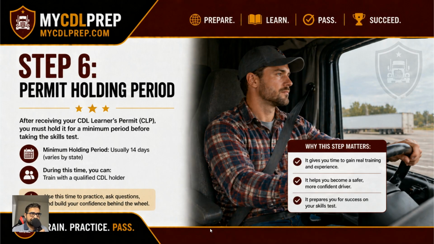Now, step 6 is the permit holding period. After receiving your CDL learner's permit, you must hold it for a minimum period before taking the skills test. Minimum holding period, usually 14 days, varies by state. So, once again, you've got to look up your state to see how long you have to have the permit for before you're able to take your actual skills test and driving test.